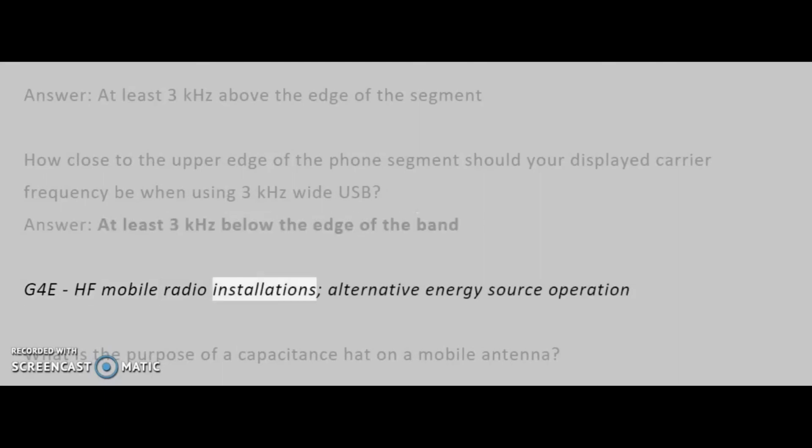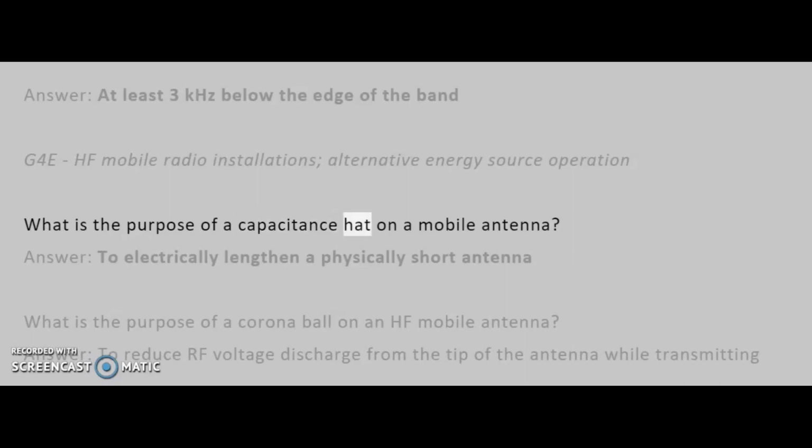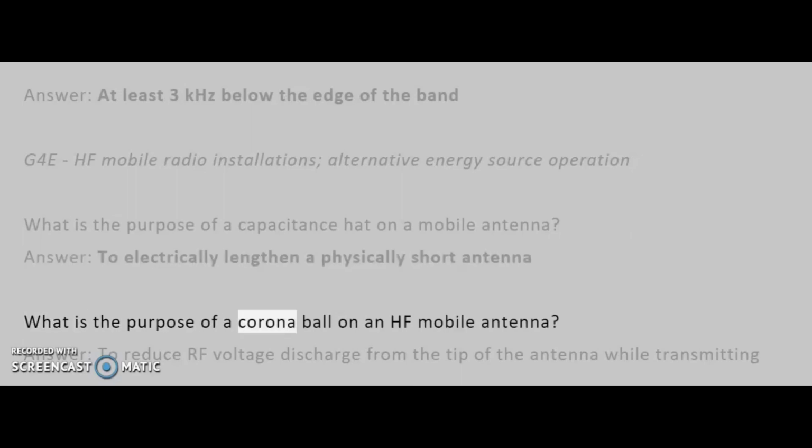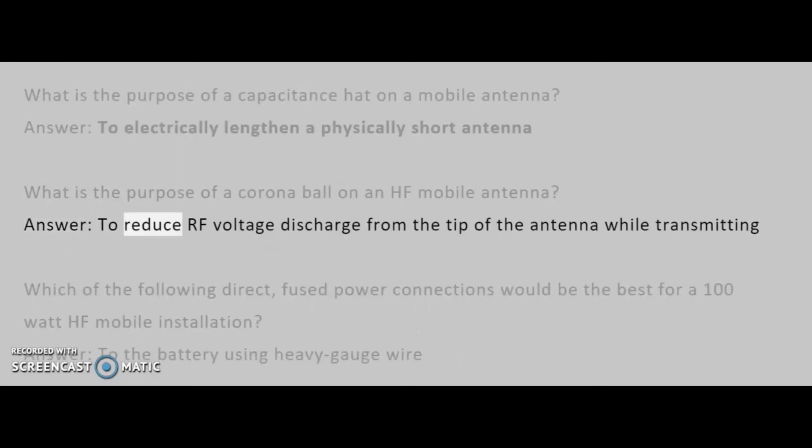G4E: HF mobile radio installations, alternative energy source operation. What is the purpose of a capacitance hat on a mobile antenna? Answer: to electrically lengthen a physically short antenna. What is the purpose of a corona ball on an HF mobile antenna? Answer: to reduce RF voltage discharge from the tip of the antenna while transmitting.